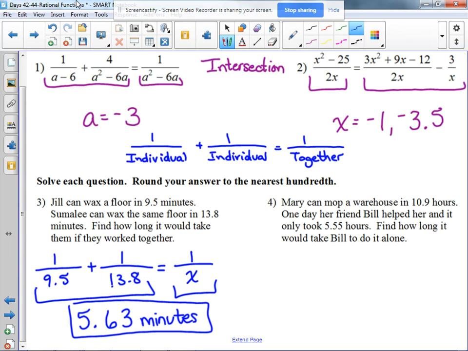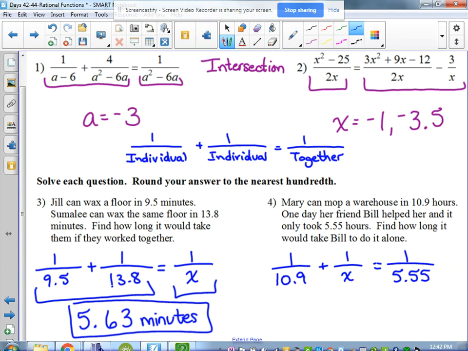Okay? They can also ask us for an individual time. Mary can mop a warehouse in 10.9 hours. That's an individual time. One day her friend Bill helped her and it only took 5.55 hours. That's a together time. They worked together, he helped her. So that's on the other side of the equation. Find out how long it would take Bill to do it alone. We don't know his individual time. So the x is on that side of the equation this time.